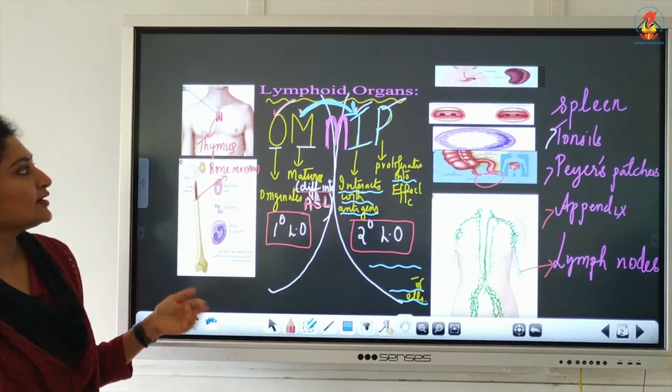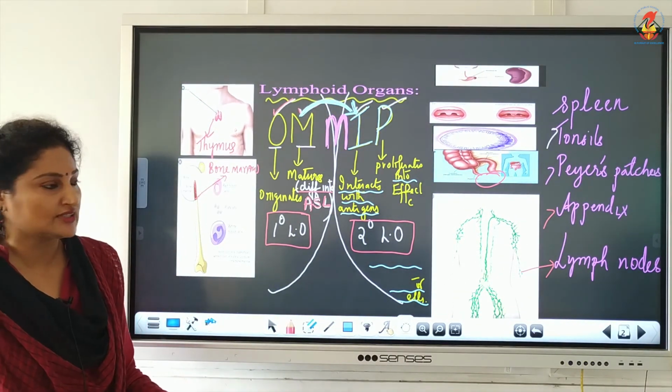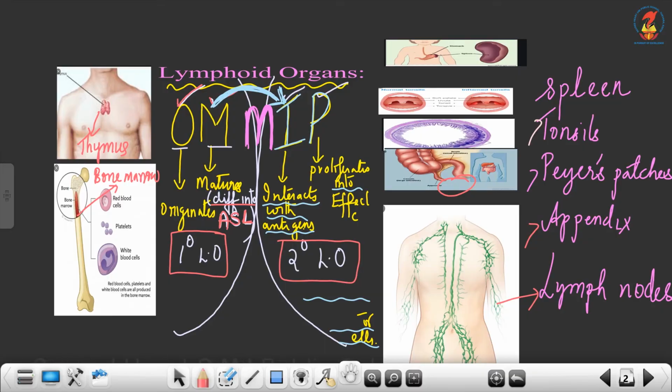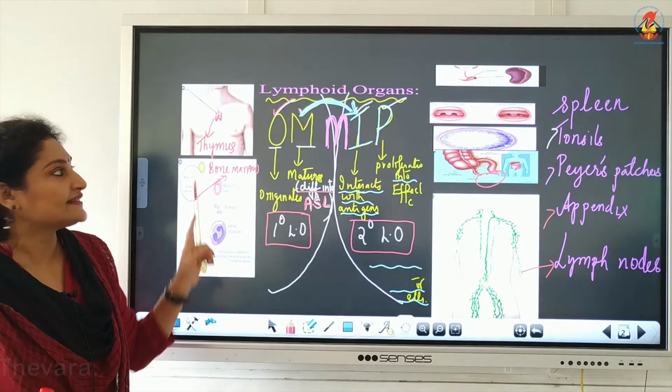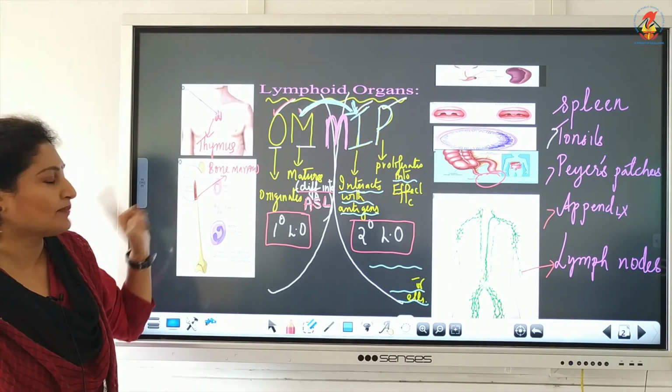Now next, lymphoid organs are classified into primary lymphoid organs and secondary lymphoid organs. So what are primary lymphoid organs? Primary lymphoid organs are the organs where the lymphocytes originate and mature. Maturation means that they differentiate into antigen-sensitive lymphocytes. The examples for primary lymphoid organs are thymus and bone marrow.